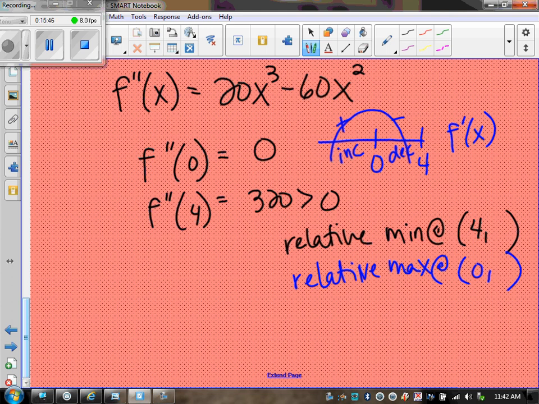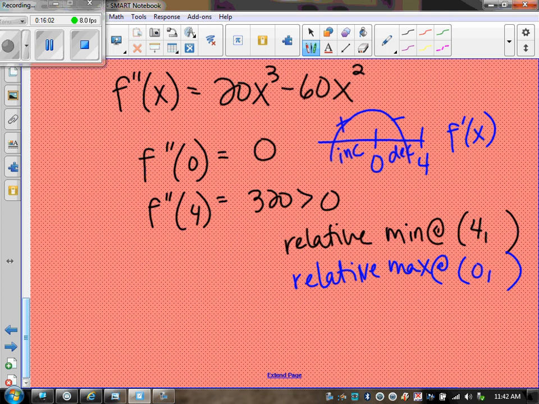Okay? All right, so we found our first derivative. We set it equal to 0 and does not exist to find critical numbers. We then took those critical numbers and plugged them into our second derivative so we can figure out the concavity, concave up versus concave down, and that'll help us figure out if it's a relative max or relative min.